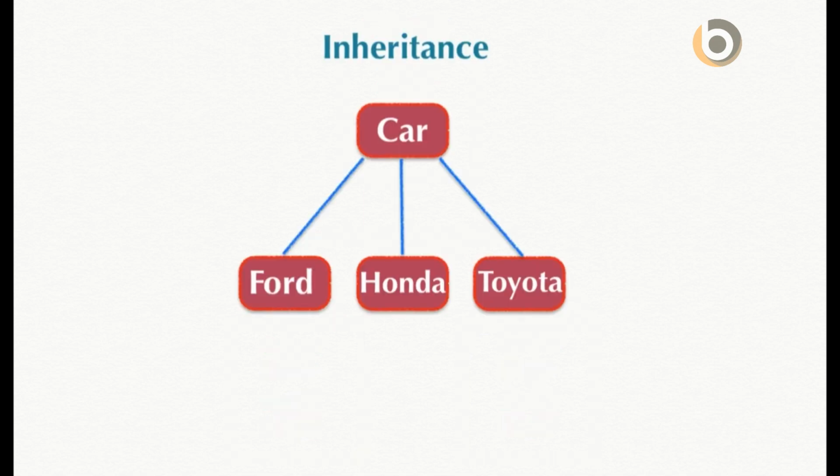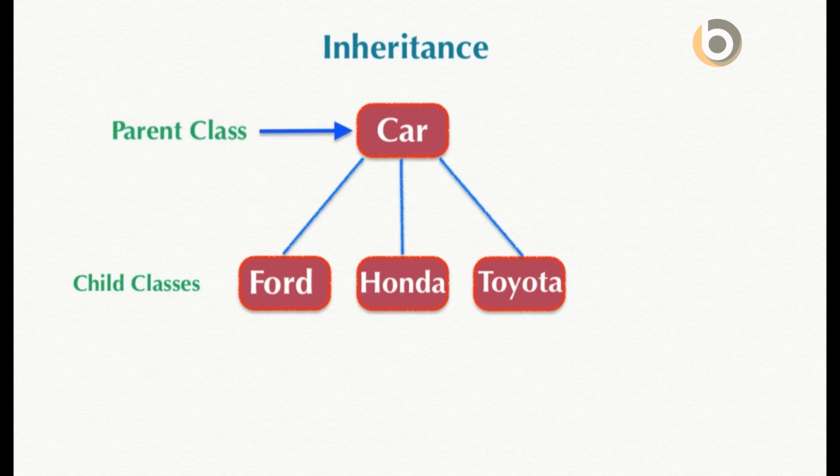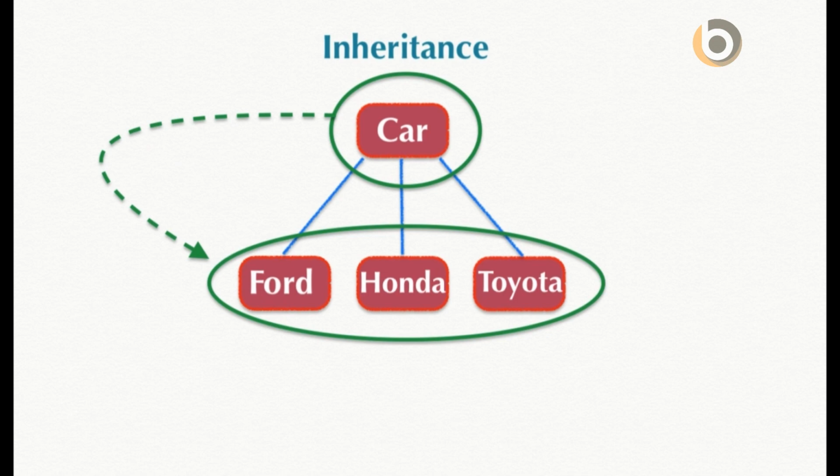So when we inherit other classes from a parent class, that is the car class, we have inherited three classes: Ford, Honda and Toyota. We can also inherit other classes from this class car. The top class from where we inherit other classes is called the parent class, and all the inherited classes are called child classes. They have other names as well. Parent class can also be called base class, and child classes can also be called derived classes.